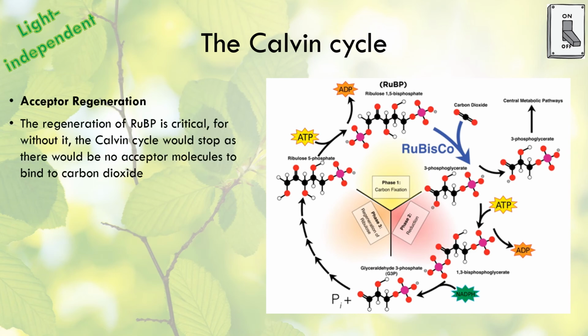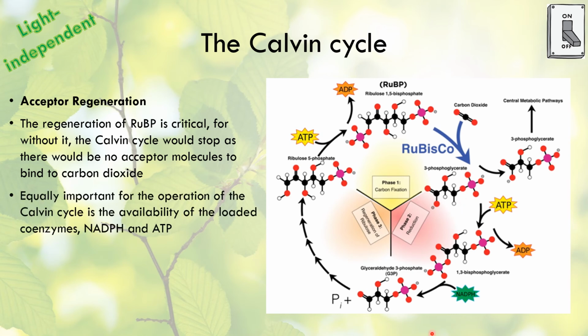The regeneration of that RUBP is really crucial. If we do not generate the RUBP, we can no longer accept the carbon dioxide molecule. So if this little guy up the top here is not reformed, we can't use the Rubisco to accept the carbon dioxide and start the process again. So it's really important that we basically put it back to where it started from.